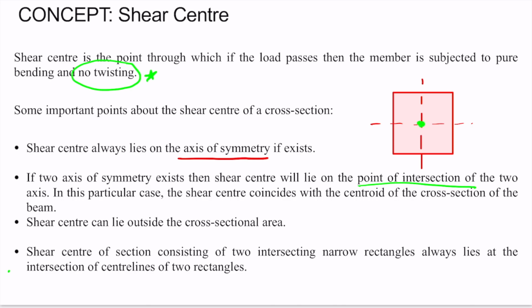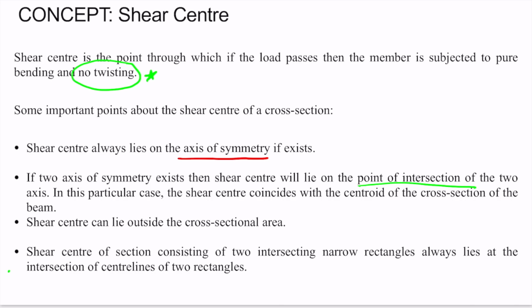Shear center can lie outside the cross-sectional area. So it's an important point, the shear center can lie even outside the cross-sectional area. Suppose we have a C section here. So the shear center for this section can lie outside the cross-sectional area.